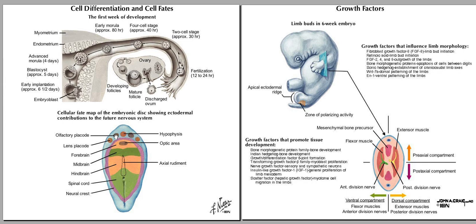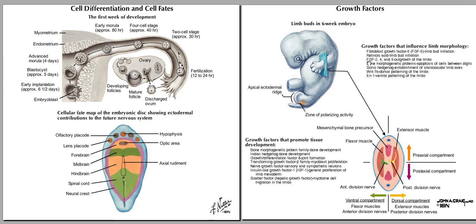All right. So here, the olfactory placode is over here. The cellular fate map of the embryonic disc showing the ectodermal contributions of the future nervous system. You can see the various placodes here, the optic area, the lens placode, the olfactory placode, the hypophysis, and that's the forebrain, the midbrain, the hindbrain, axial rudiment, the spinal cord, the neural crest cells over here too.